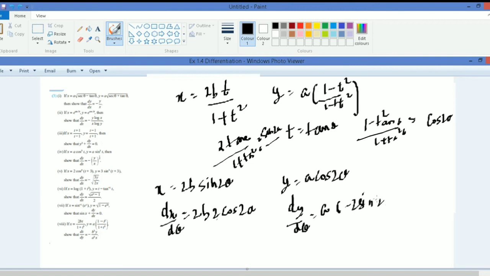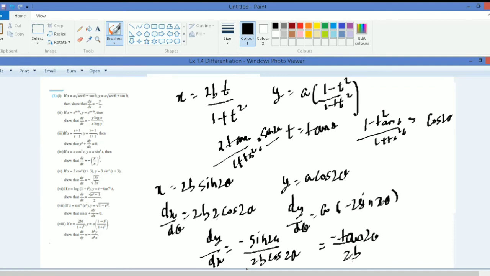Minus 2 sine 2 theta. If I divide dy by d theta upon dx by d theta, I will get dy by dx. 2 will get cancelled, and I will get minus sine 2 theta upon 2b cos 2 theta, which is equal to tan 2 theta, which is equal to minus tan 2 theta upon 2b.